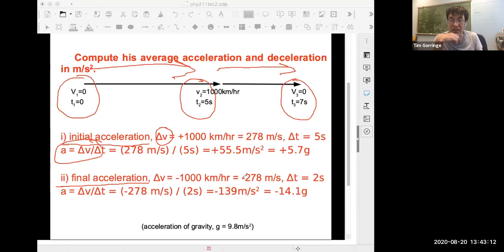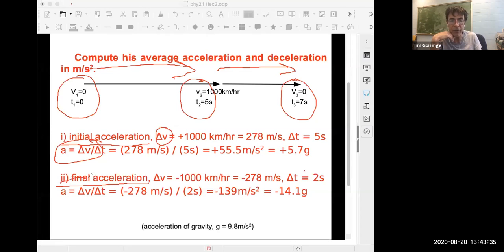Again, I changed the units. I wasn't going to work in kilometers an hour. I'm going to work in meters per second. So it's minus 278 meters per second. And here's the elapsed time. The elapsed time is not 7 seconds. That's the final time. It's the difference between T3 and T2. It's 2 seconds. So that's the elapsed time for the deceleration part of the journey.